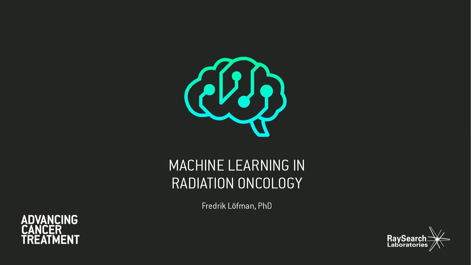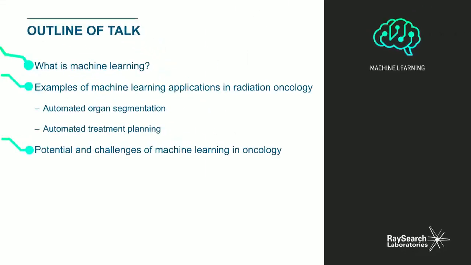Okay, great. Thanks, Tammy. So I will speak for the first part of this presentation about machine learning in radiation oncology. The outline of my talk is to start with some basics about machine learning. Then I will give two examples of machine learning applications in radiation oncology. That is automated organ segmentation and automated treatment planning. I will then have a couple of slides in the end that show and discuss the potential for machine learning and some challenges that we see when applying machine learning in oncology.